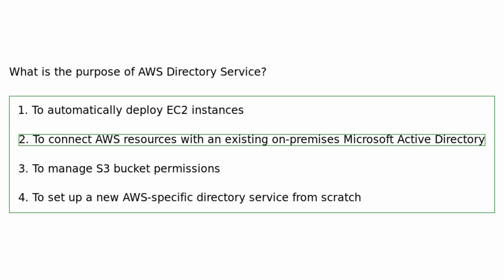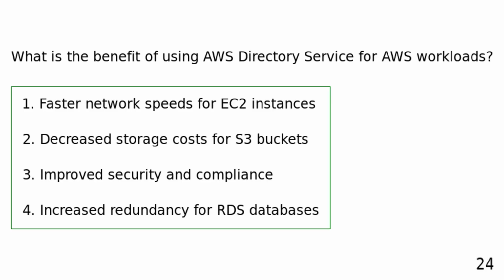and management. What is the benefit of using AWS Directory Service for AWS workloads? Faster network speeds for EC2 instances. Decreased storage costs for S3 buckets. Improved security and compliance. Increased redundancy for RDS databases.